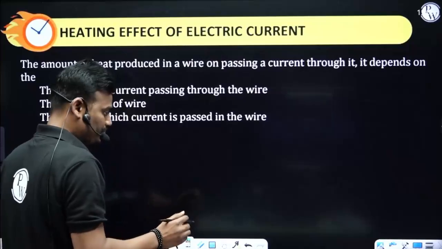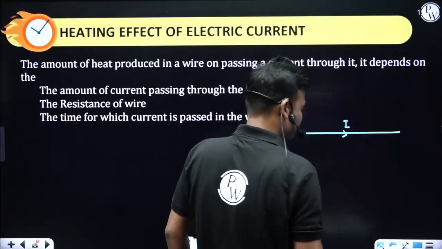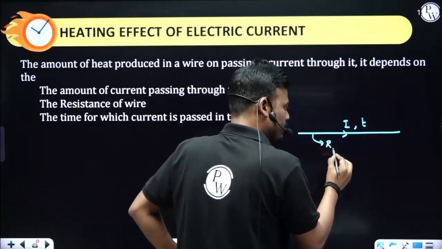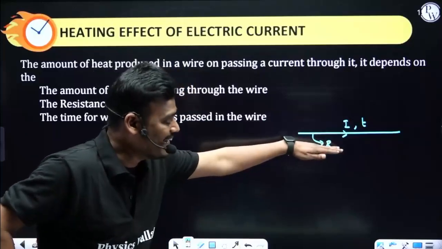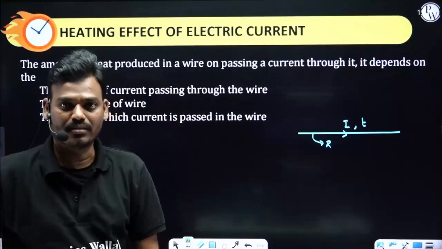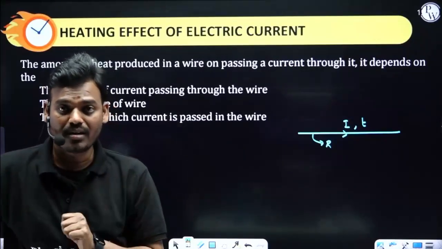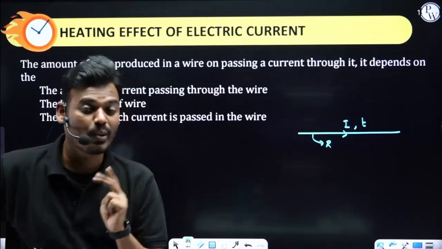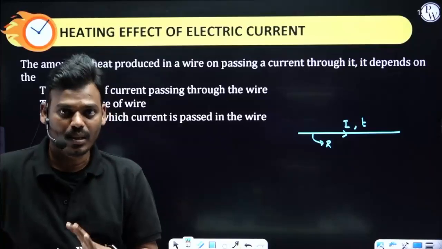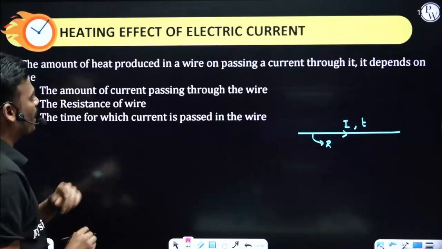For example, in a current carrying conductor, let's say the current is flowing for a time t, and this wire has a resistance R. How much heat will be produced in this particular conductor? It depends on three parameters. One is the resistance of the conductor, the second is the amount of current flowing through it, and the last is the time for which the current is flowing through it. Got it?